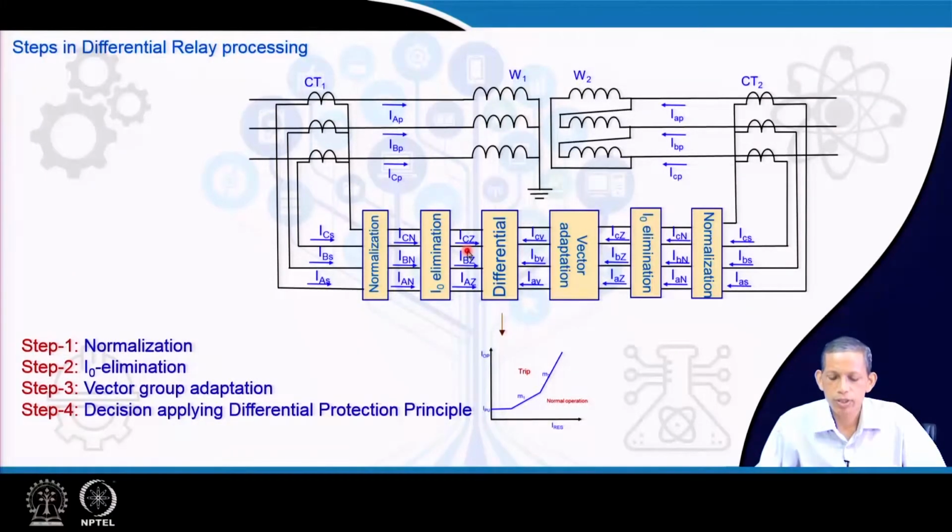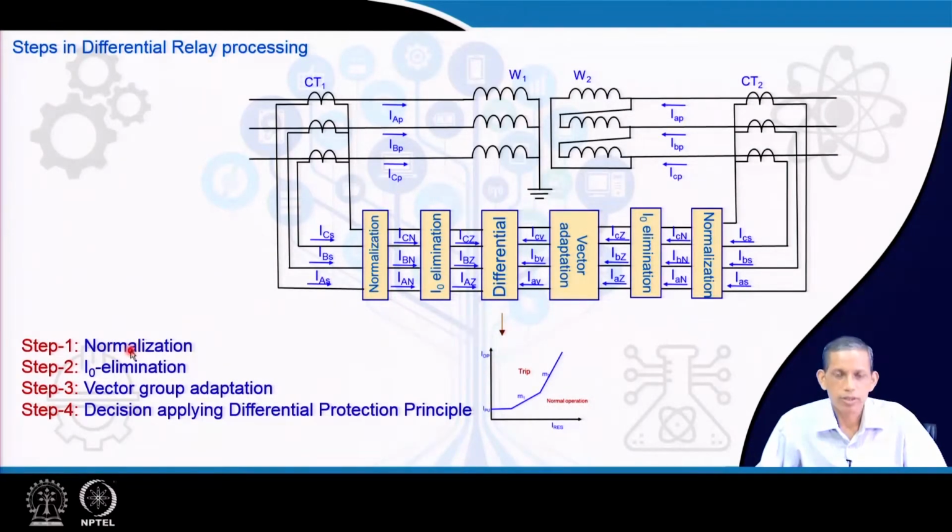the corresponding currents are available, and that is being processed for the differential current and the restraining current, to see whether it is a trip decision or no trip decision. So, we see that 4 important steps are there in this process of calculating the differential current.